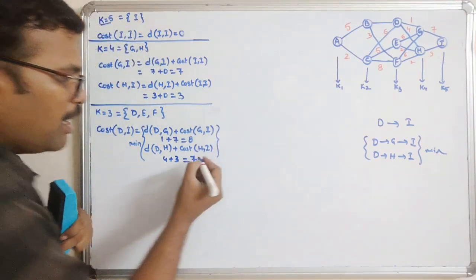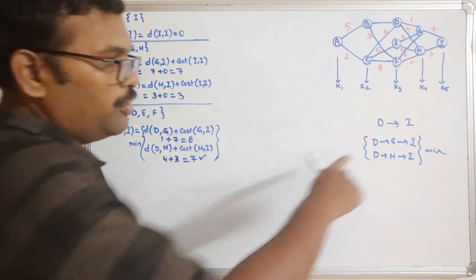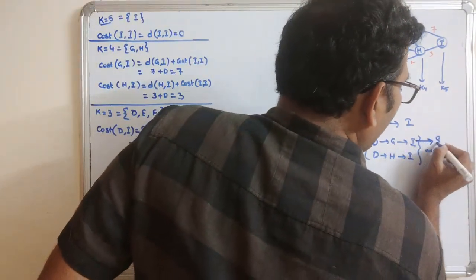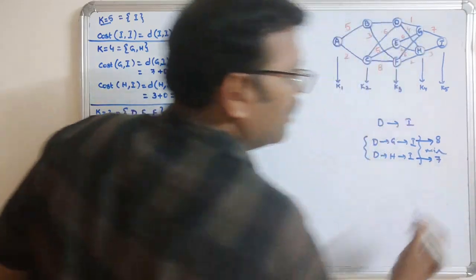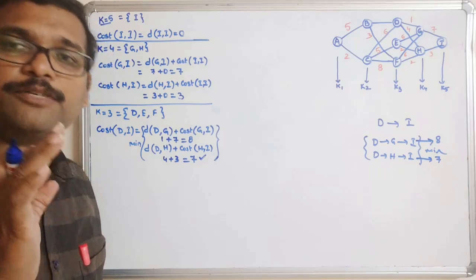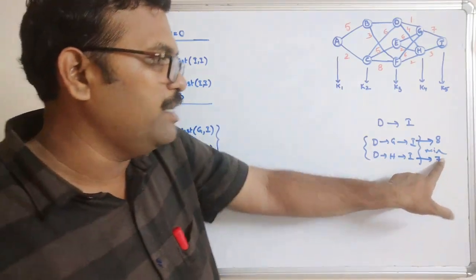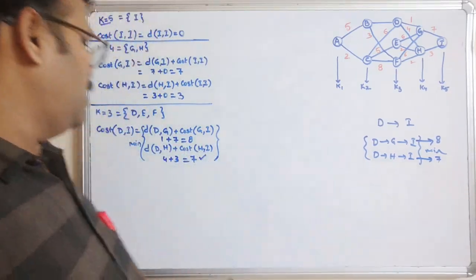Which one do we have to consider? Obviously 7, because among these 2 it is the minimum. So this part we are getting 8 and this part we are getting 7. Our solution is to find the shortest path from source to destination. So that's why we need to always find the minimum value, right?